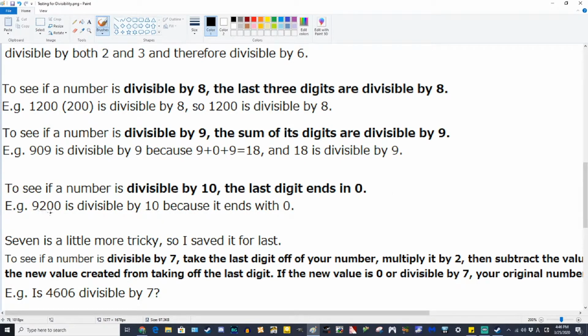Okay, so to see if a number is divisible by 10, the last digit ends in 0. So, for example, 9,200 is divisible by 10 because it ends with 0. If you remember the last lesson with the repeating decimals to fractions, you can just move the decimal one place to the left when dividing by 10, so it's 920. So in order for a number to be divisible by 10, it just has to end in 0. Okay?